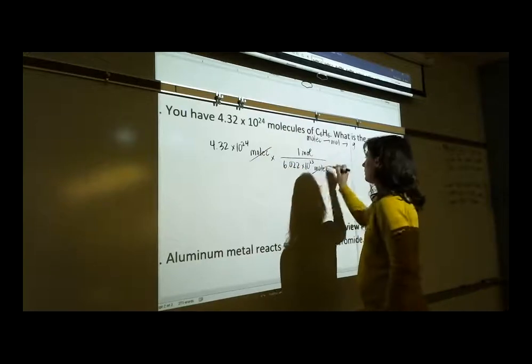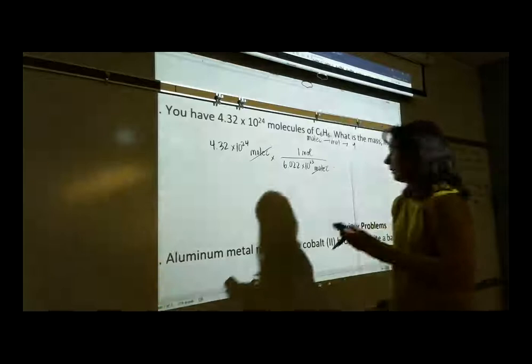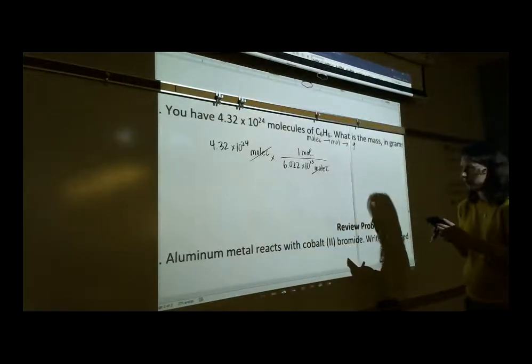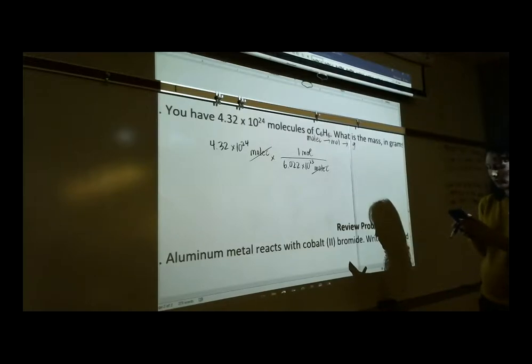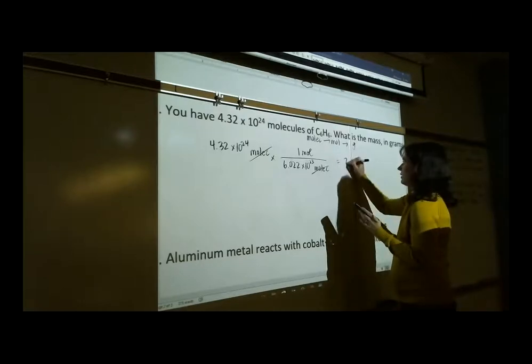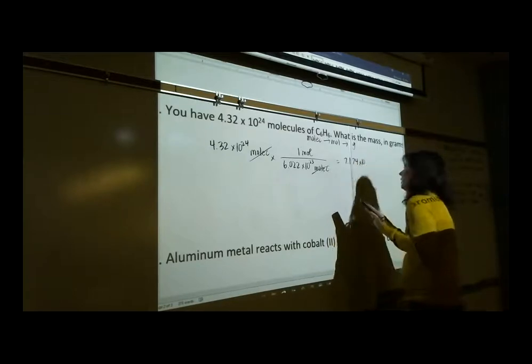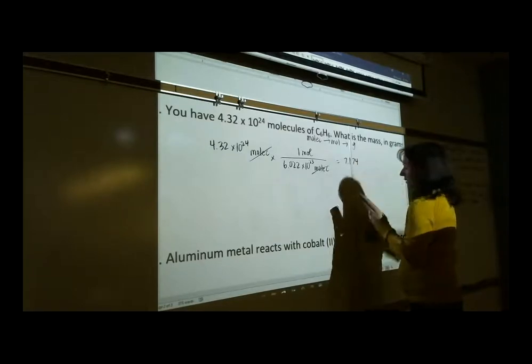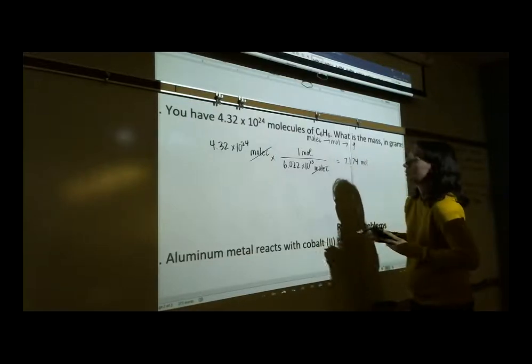All right, molecules cancels. We're left with moles. So 4.32 times 10 to the 24th divided by 6.022 times 10 to the 23rd gives me 7.174. Do we agree?